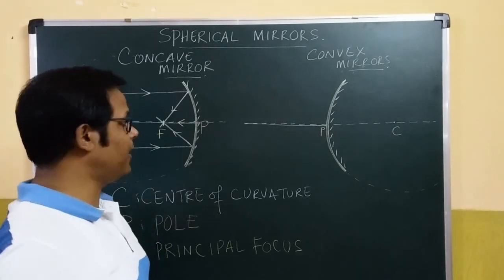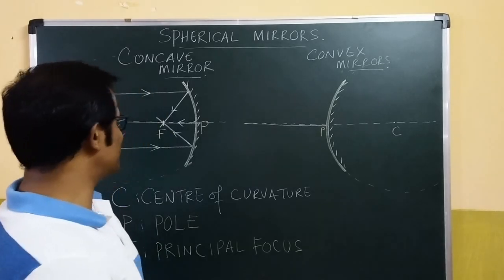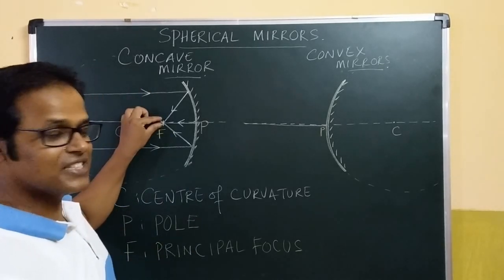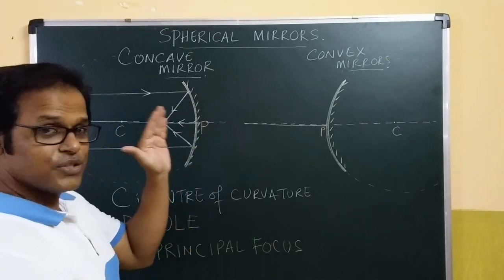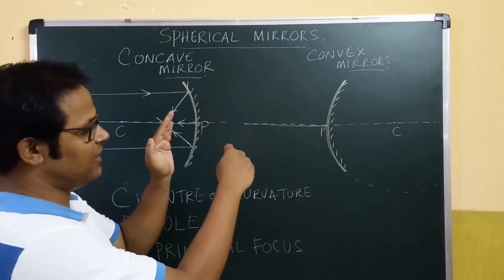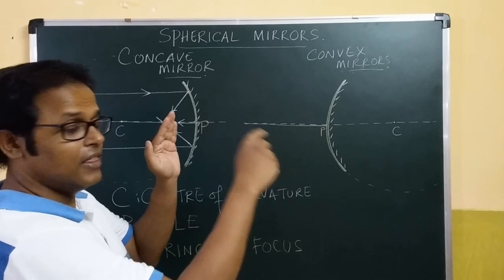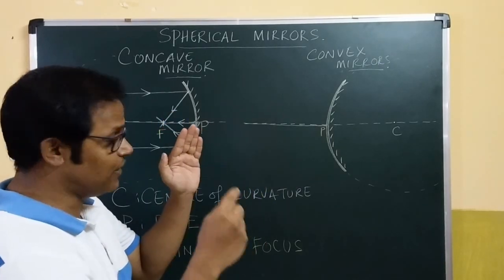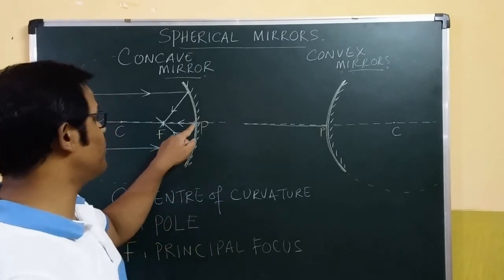Try to understand, boy or girl, whoever is listening to my lectures right now, make sure that this point is only somewhere in the air, not on the surface of the mirror. So if this is your concave surface, the focus will lie somewhere here, and similarly the center of curvature lies somewhere in the air. The point which lies on the reflecting surface, which is the midpoint of it, is actually called the pole of the mirror.